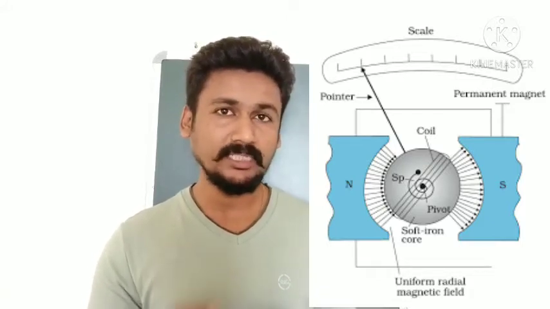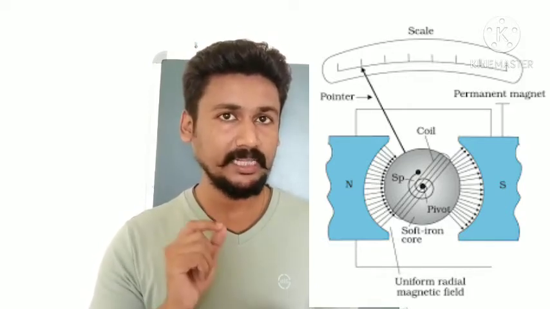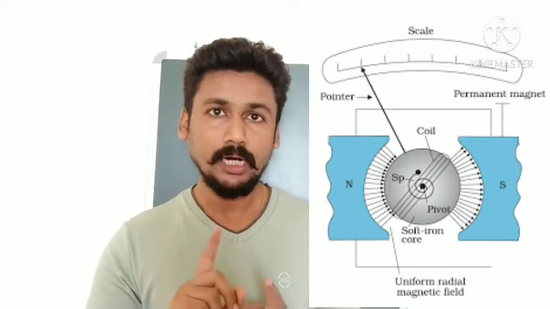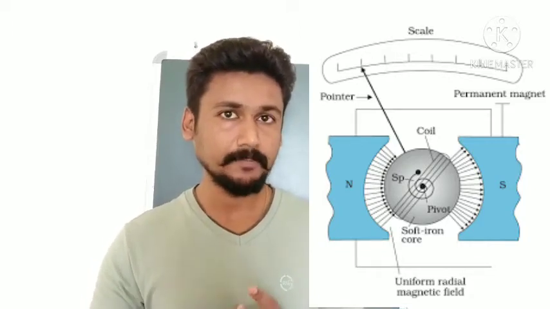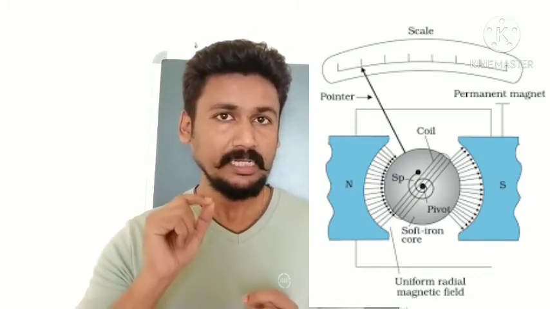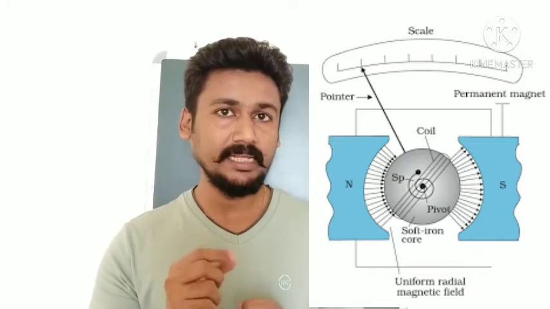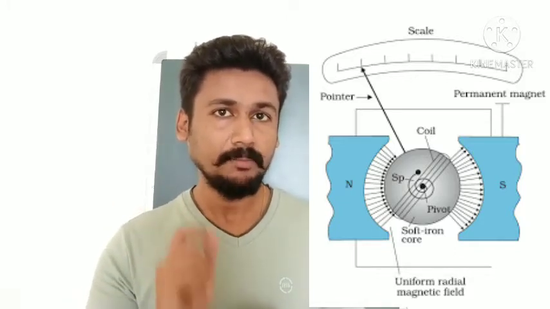A question sometimes asked in the exam is why there is a soft iron core inside the coil. The reason is to maintain a uniform radial magnetic field inside. And then of course the coil is attached to a needle. That needle can be calibrated on a scale where we will be able to make the measurements.